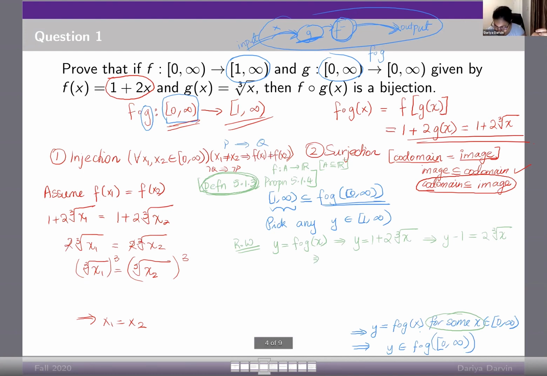Okay, so y minus 1 by 2 equals cube root of x. So that tells me x equals y minus 1 by 2 cube.